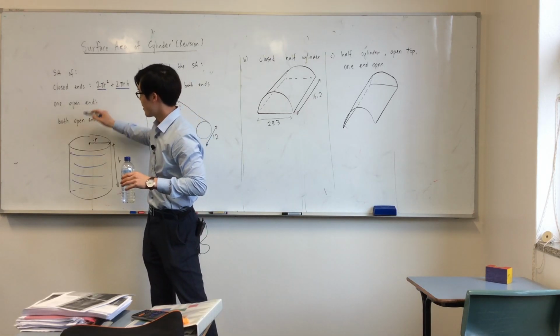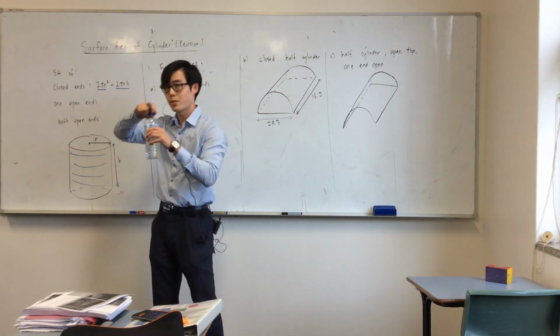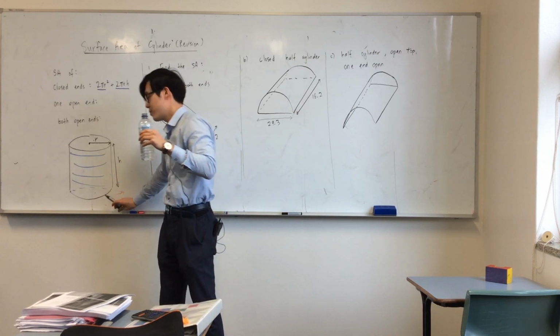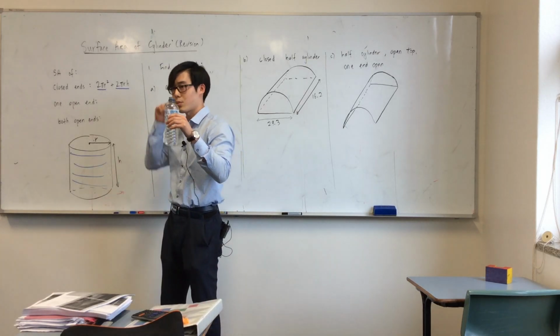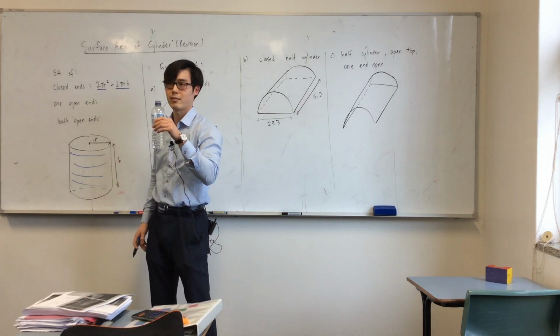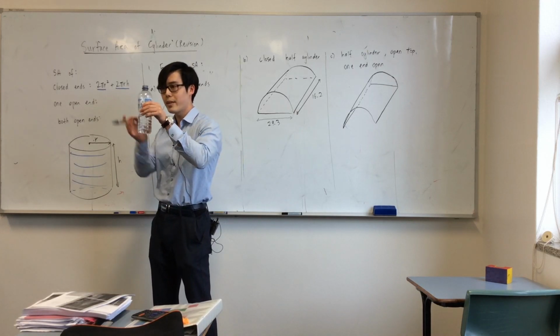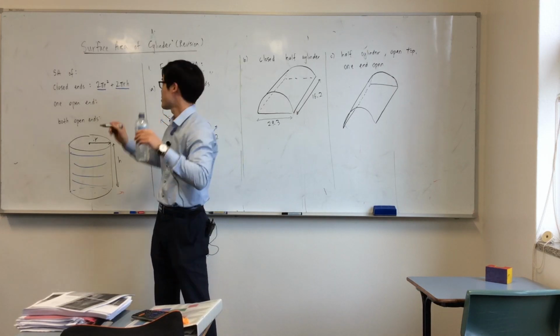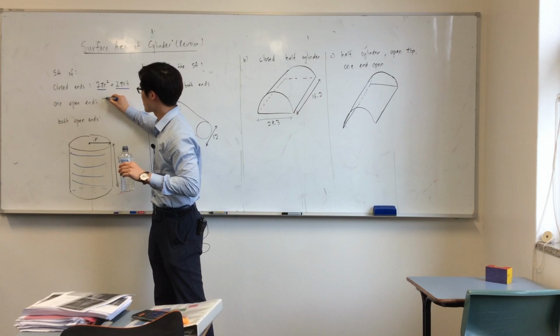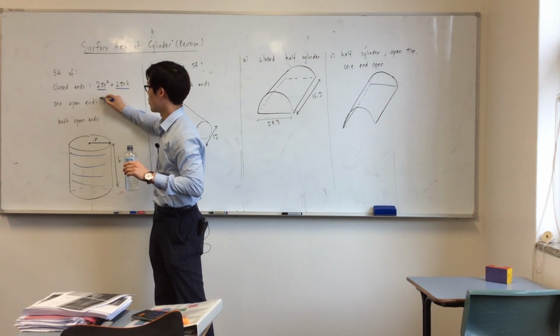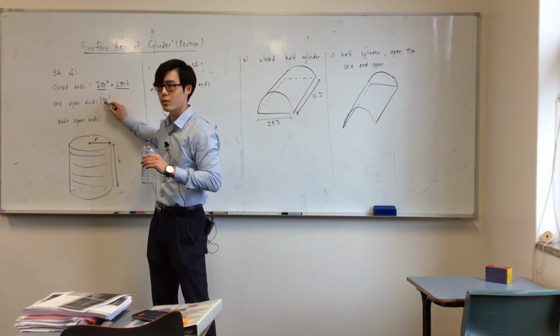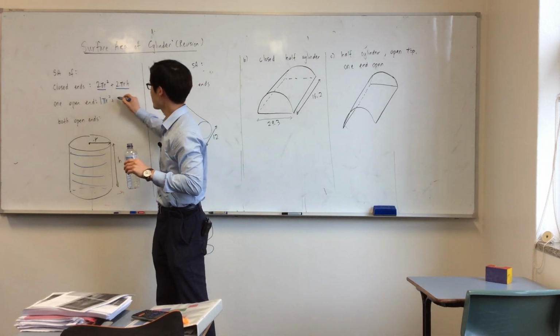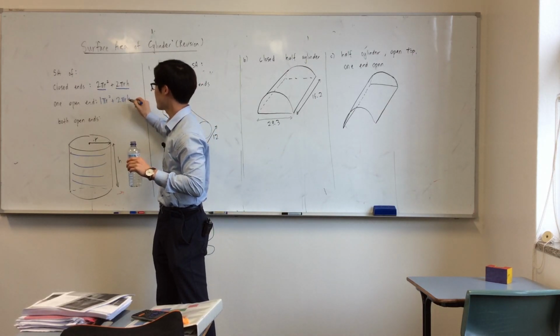What if there was no circle on top? So if there was like a lid on top and it was an open circle, how many circles do I have if you have one open end? One. Yeah, one circle at the bottom and just the curved surface here. So the formula then becomes just pi r squared, or 1 pi r squared, because that's one circle at the bottom, plus 2 pi r h, still for the curved surface.